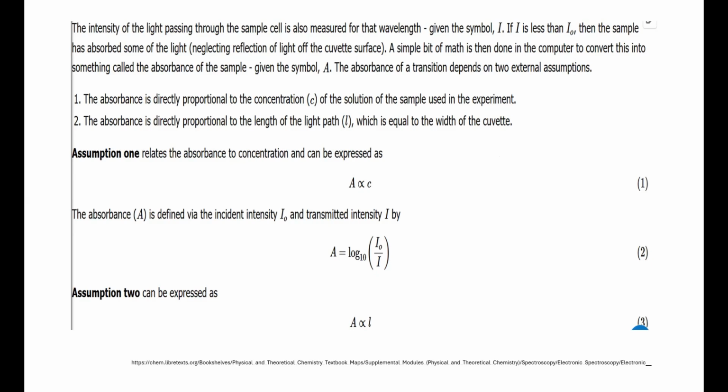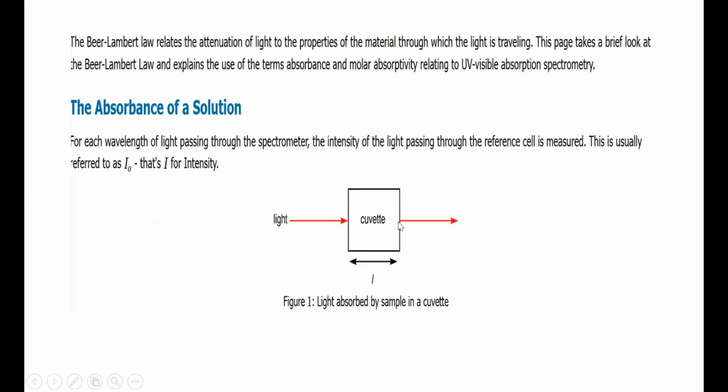When I say absorbance, it is indicated by the symbol A, capital A. The absorbance is directly proportional to the concentration of the solution in the sample, and of course it is proportional to the length of the light path. So in the previous slide, if the cuvette size is reduced, the distance that the light has to travel through the sample will be less. If I take a bigger vessel, a bigger cuvette, of course the instrument should have the socket for that size of cuvette to fit into it.